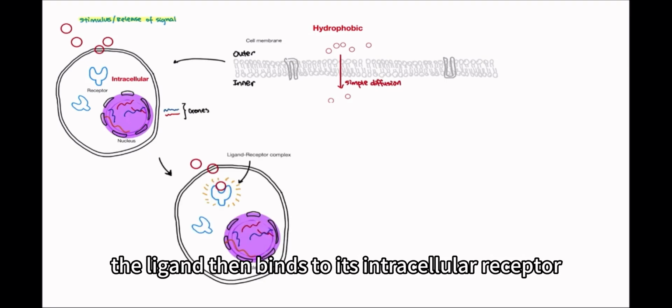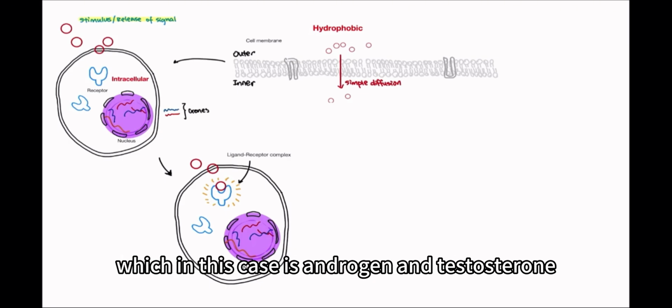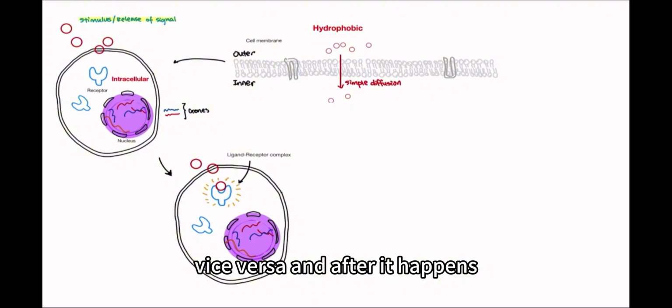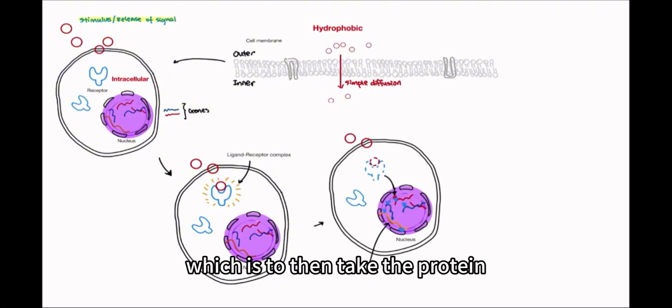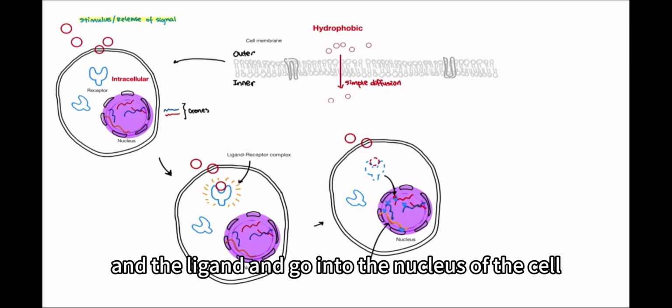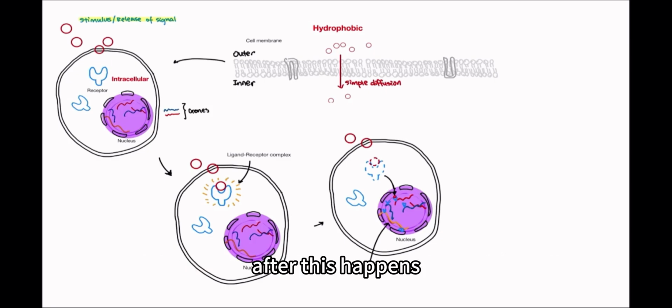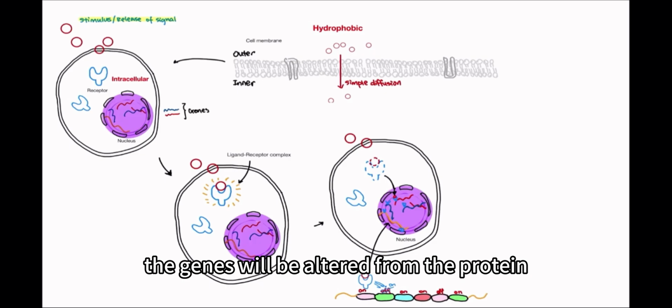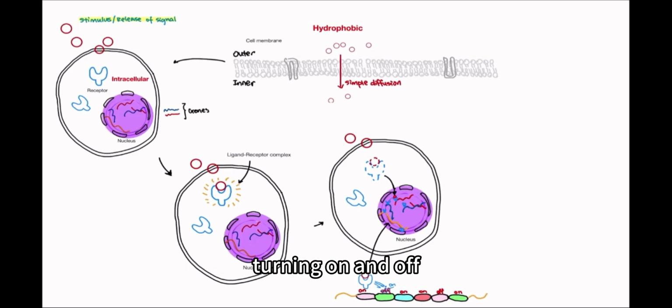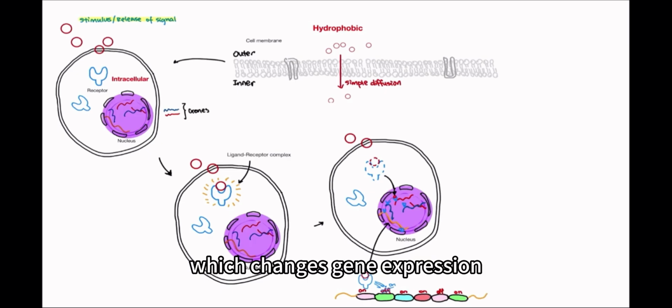The ligand then binds to its intracellular receptor, which in this case is androgen and testosterone, vice versa. And after it happens, it elicits the cell's response, which is to then take the protein and the ligand and go into the nucleus of the cell. After this happens, the genes will be altered from the protein, turning on and off certain parts of the DNA, which changes the gene expression.